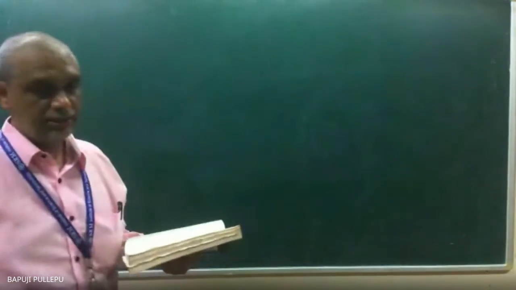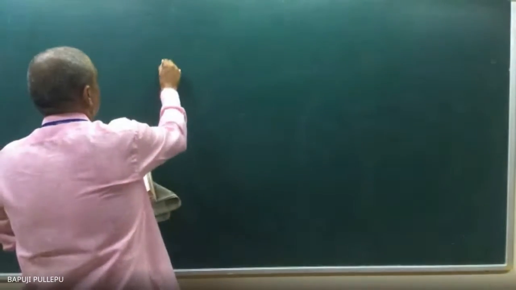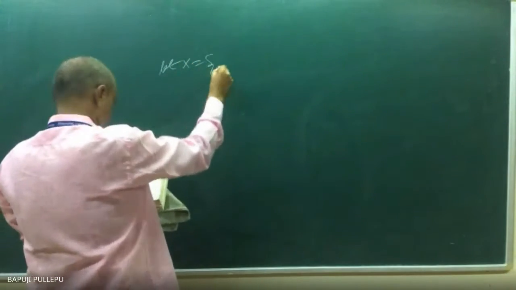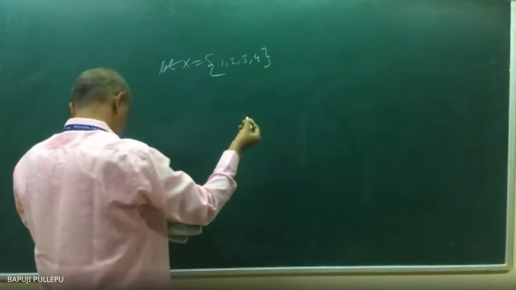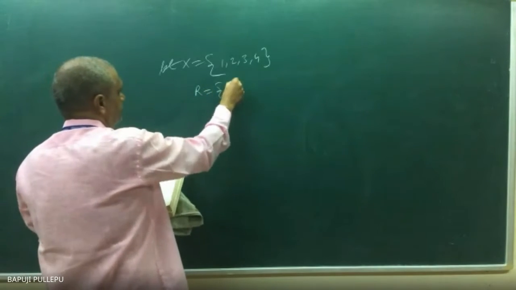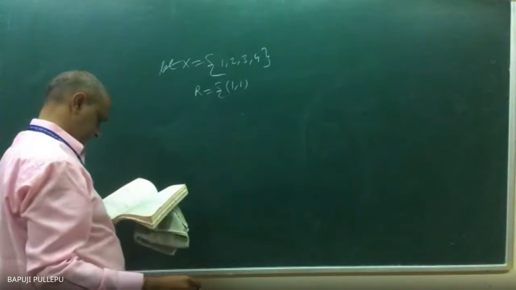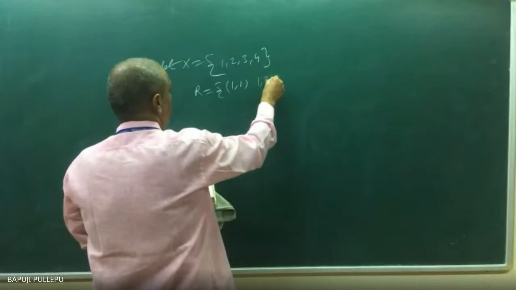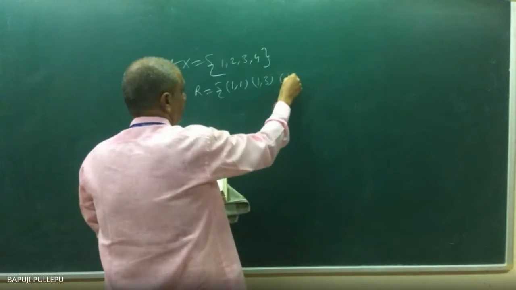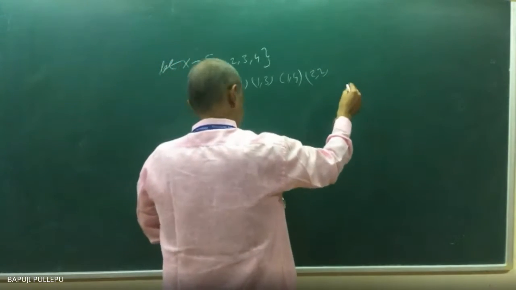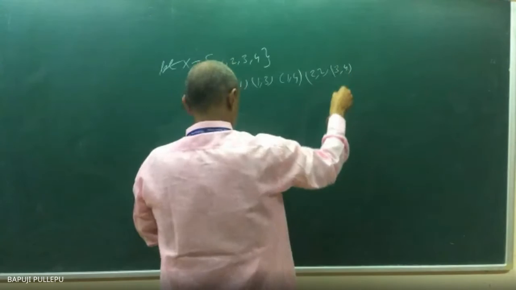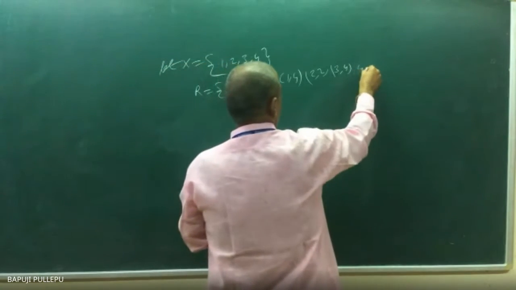They will ask, using Warshall's algorithm, find the transitive closure. First, they will define the relation. Just listen, don't comment on it. A is equal to {1, 2, 3, 4}. The relation they also define: R is equal to {(1,1), (1,3), (1,4), (2,2), (3,4), (4,4)}.